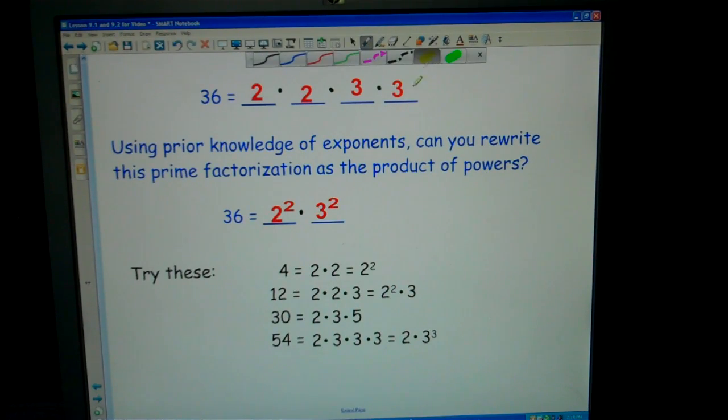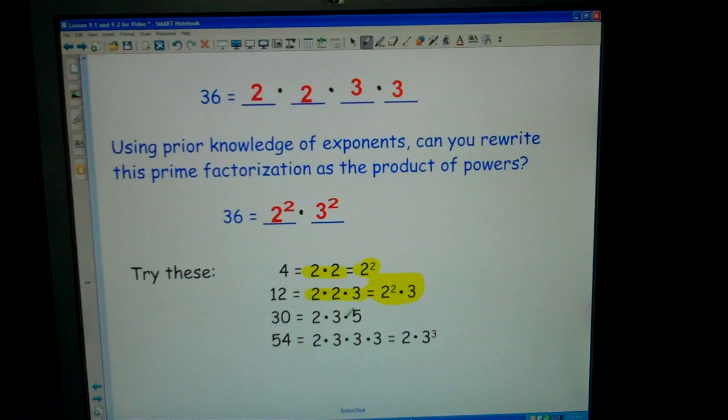Where's my highlighter? There it is. 4 ended up being 2 times 2, which could be written as 2 squared. 12 broke down to 2 times 2 times 3. Now, look at this. I can combine the 2's to be 2 squared, but can I do anything with that 3? Is there anybody to combine him with? No. Look at what turned out: 2 squared times 3. You can't clean that up any. There's no way to rewrite that.